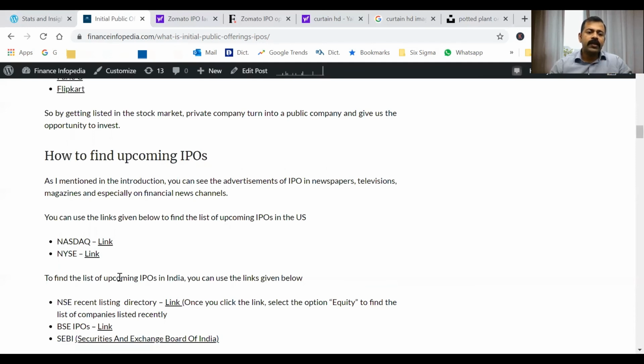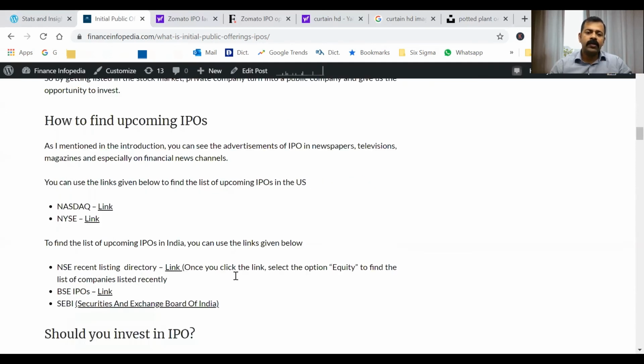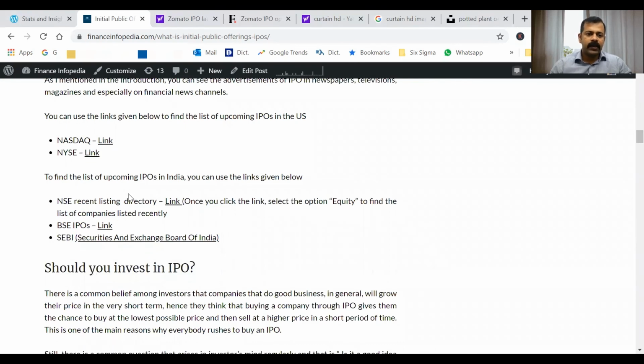Now to find the list of upcoming IPOs in India, you can use the links given below. Again, there are many links which I will put in the video description. You can use those links to actively try to understand the newly coming IPOs in India. These websites are basically the National Stock Exchange website, Bombay Stock Exchange website, and SEBI, Securities and Exchange Board of India website. From these websites, using the links which I will be putting in the video description, you can try to find out the upcoming IPOs in India.